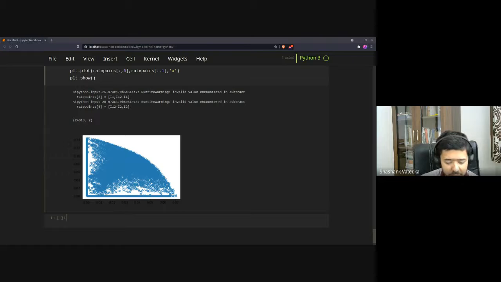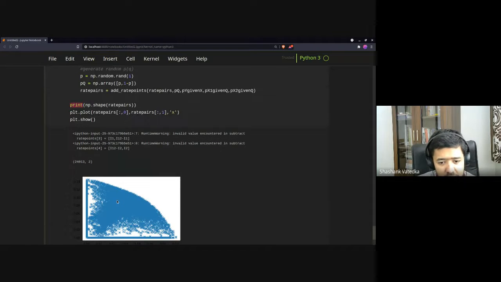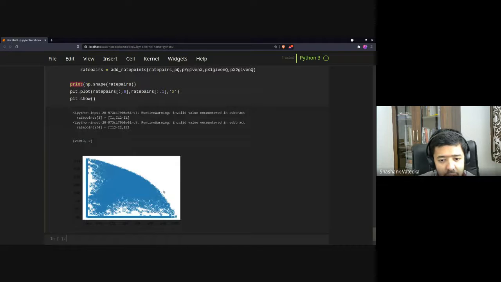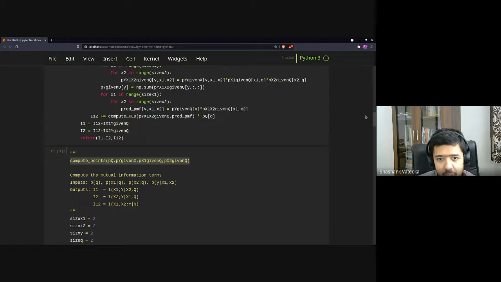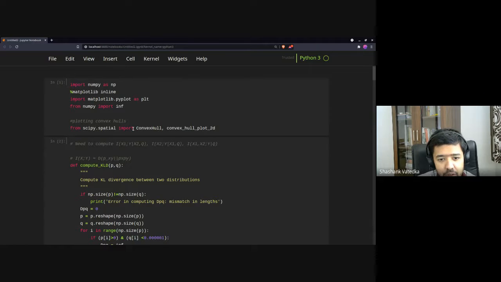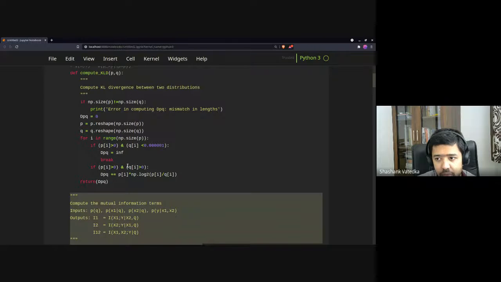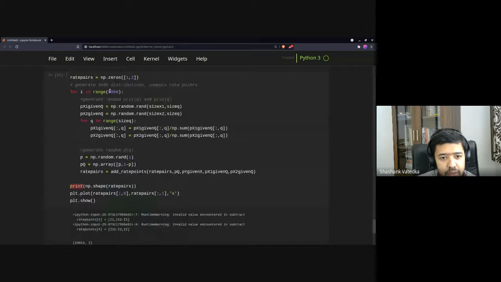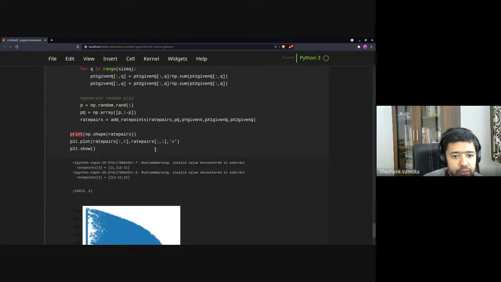So in fact, you can do slightly better than this. I mean, here I'll just put a scatter plot, but you can actually plot the convex hull of these points. There's a function in SciPy called convex hull. So it gives you the convex hull of a bunch of points, and you can plot it. So for example, let me just reduce the number to 1,000 here. That makes it easier.